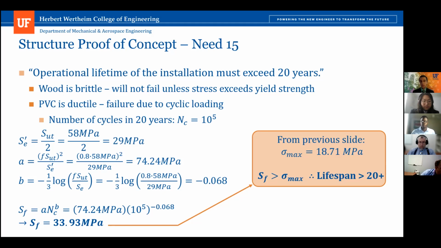found the fatigue strength of the PVC under the cyclic loading of wind throughout the 20 years. We estimated that the strong gusts that we found occurred 10 to the 5 times throughout those 20 years, and therefore determined a fatigue strength of 33.93 megapascals, which was much greater than the maximum stress that the PVC ever experienced with forces in this direction. Therefore, the lifespan would last longer than the 20 years.